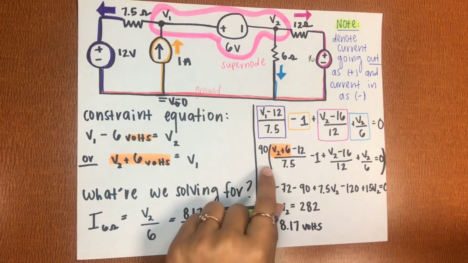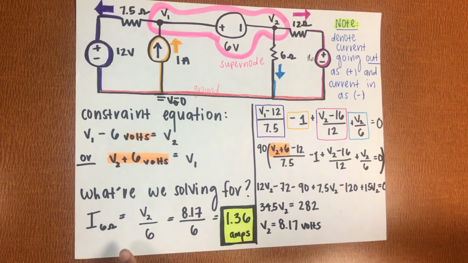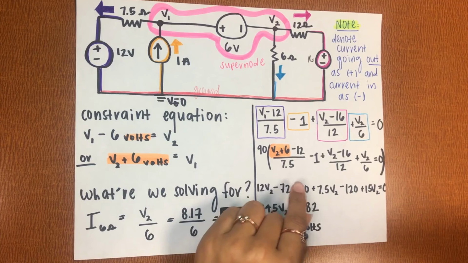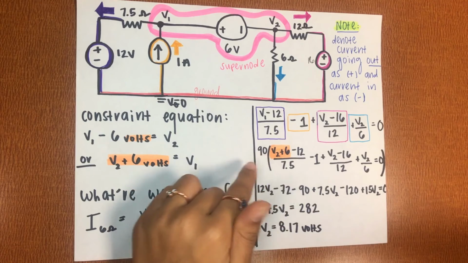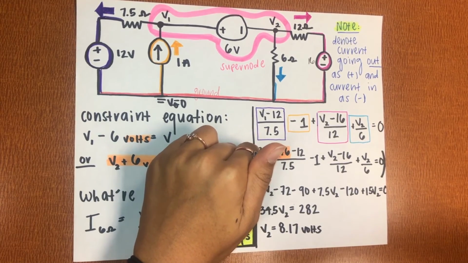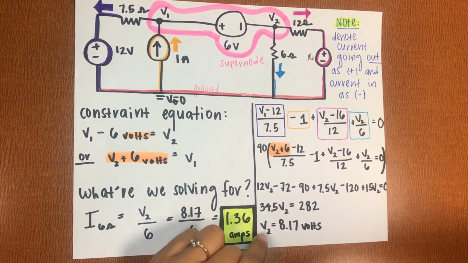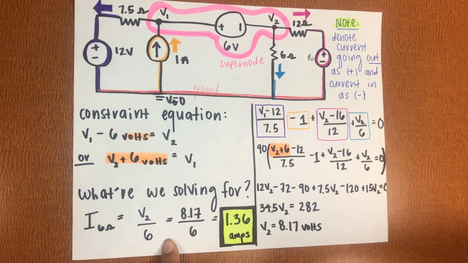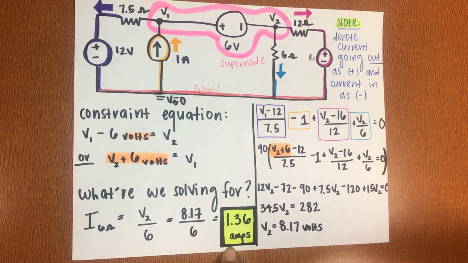The next step is to solve for V2 in order to find our equation of current at 6 ohms. To remove one variable from the system, I plugged in V1 in terms of V2 and was able to solve for V2. Here, to simplify the question further, I removed the fraction just to make the algebra simpler. Finally, I got to V2 of 8.17 volts, and I plugged that into the equation that I wanted to solve for in order to find a current of 1.36 amps as my final answer.